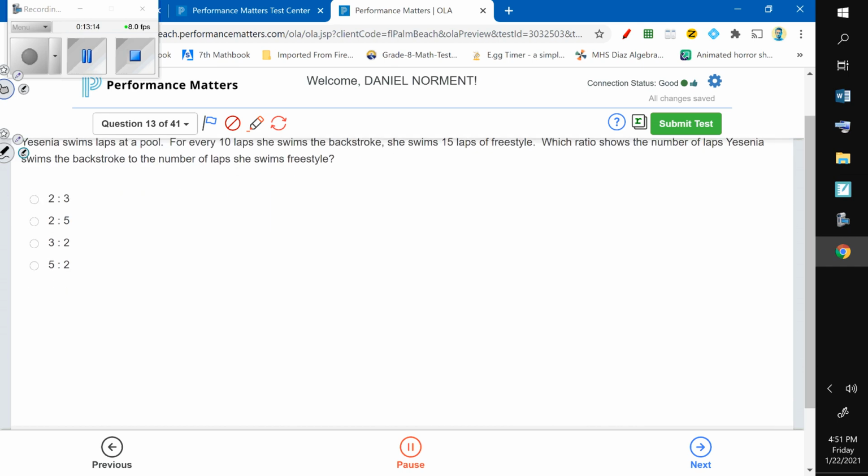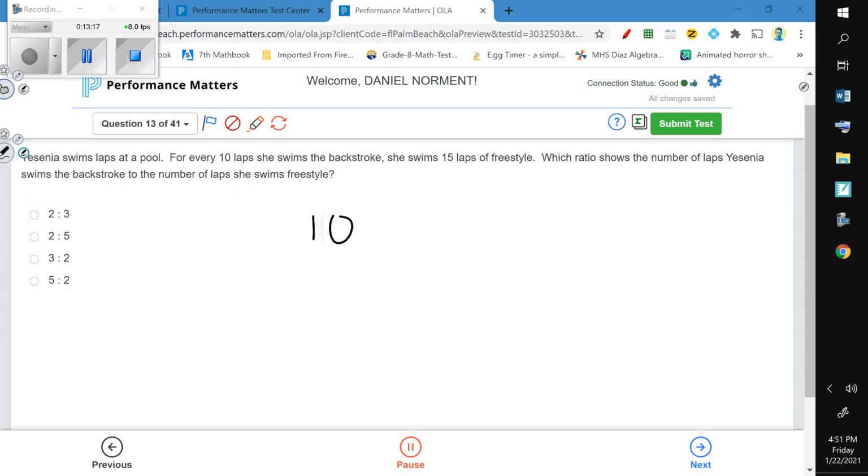Every 10 laps she swims backstroke, Yesenia, I had a student named Yesenia a few years ago, she swims 15 laps freestyle. Which ratio shows the number of laps she swims backstroke to the number of laps freestyle? So I have the order right: backstroke at the top, freestyle at the bottom. But I don't see 10 to 15. Did I mess up? I did not. But what do you notice about those two numbers?